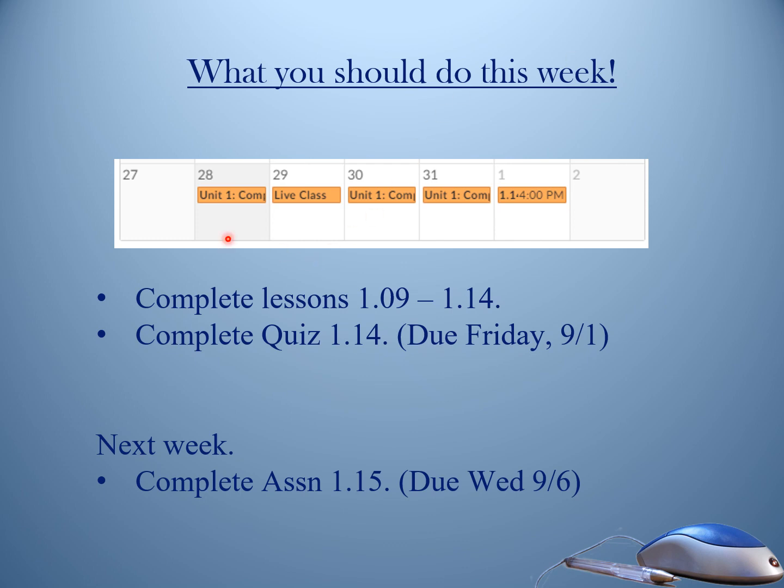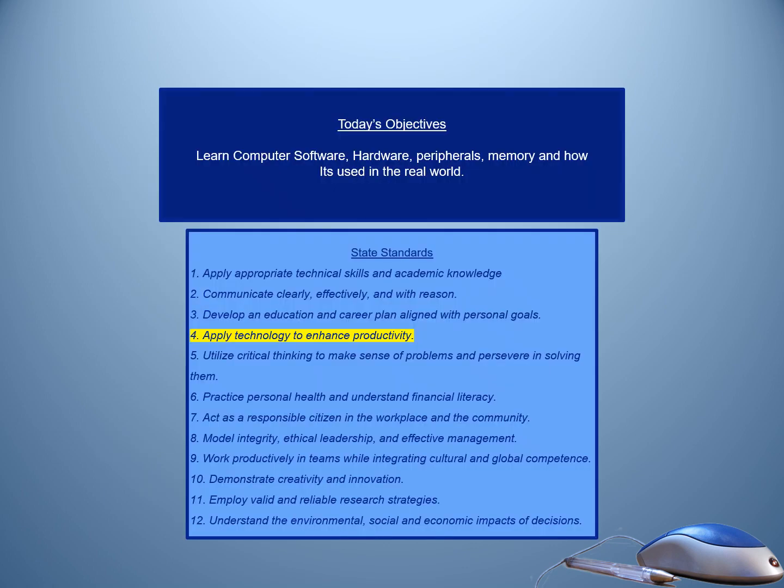What we should be doing this week. All right, so from yesterday, we should have been starting our lessons again, 1.9. We have a live class today, and then finishing lessons all the way through 1.14 through Thursday. Okay, and then our quiz or unit test 1.14 is due this Friday. Again, coming up next week will be our 1.15 due on Wednesday the 6th. So that's a good overlook of what you should be doing, where you should be at, and where we're headed.